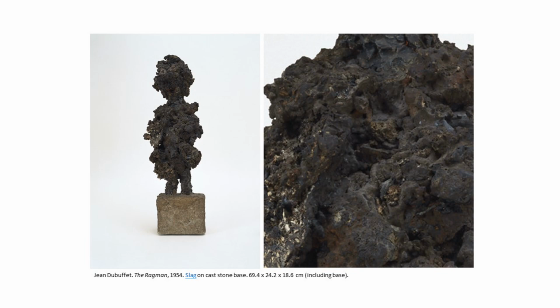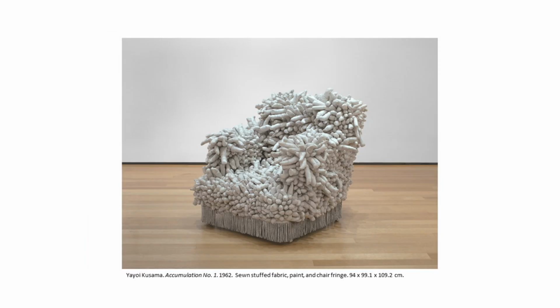A slag is a dross or scoria of some metal and the byproduct of smelting raw ore. How would you describe the texture in this sculpture? Is it slick and smooth or rough and scratchy? Is it real or implied? Yayoi Kusama's Accumulation No. 1, 1962, is made of stuffed fabric, which the artist painted and sewed to a chair fringe. How would you describe this texture? Does it look silky and smooth or prickly but soft instead? Would you risk sitting on it?